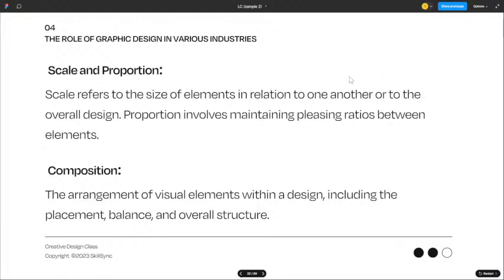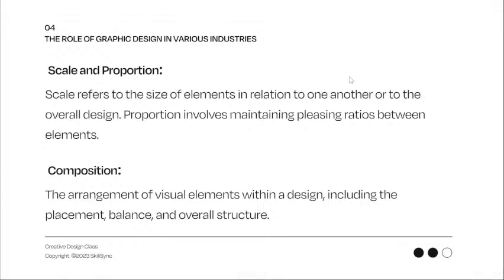Now let's come to scale and proportion. Scale refers to the size of elements in relation to one another or to the overall design. With scale, we're talking about the size. Nothing else, nothing more, nothing less. It's just the size of the elements you are using. But proportion involves maintaining pleasing ratios between elements. The ratio between elements. Okay, the body should be 2 times the size of the heading, or the heading should be 2 times the size of the body. That is proportion.